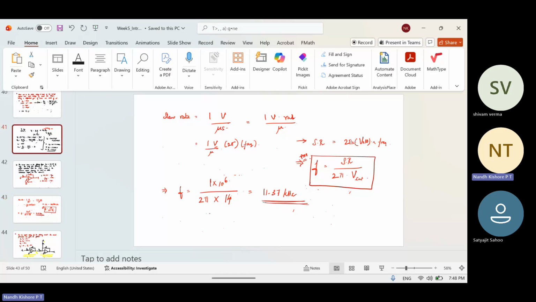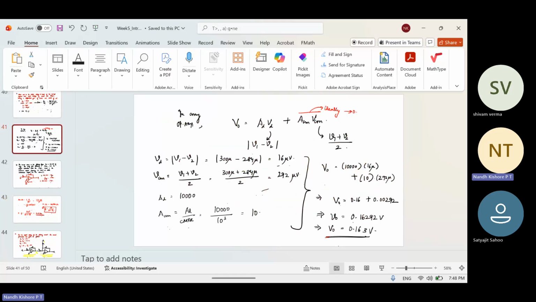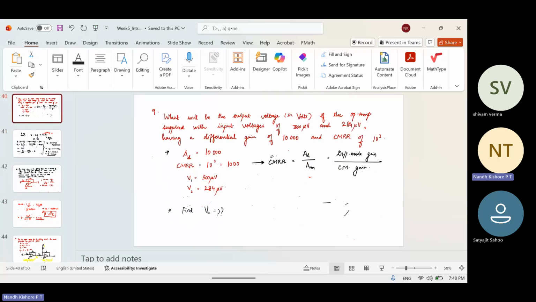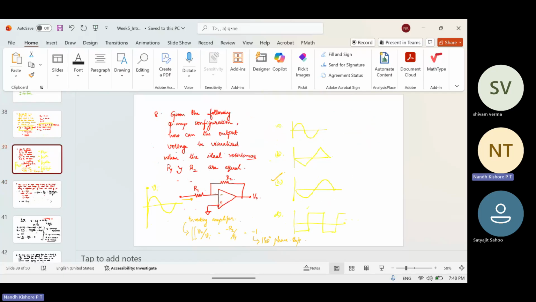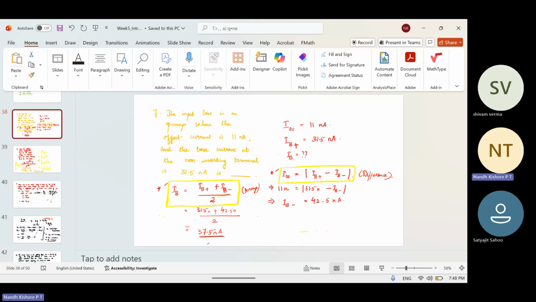This is one relation. And another relation is V naught is AD VD plus ACM VCM, where VD is V1 minus V2, VCM is the average, V1 plus V2 by 2. And based on CMRR, you have CMRR is equal to AD by ACM, differential mode gain by common mode gain. Ideally, you want CMRR to be infinity, which means that common mode gain should be 0. So no common mode noise should enter the system. That's the idea behind it. And finally, the input bias current is basically IB plus IB minus by 2, again the average. Whereas the offset current is the difference, IB plus minus IB minus.